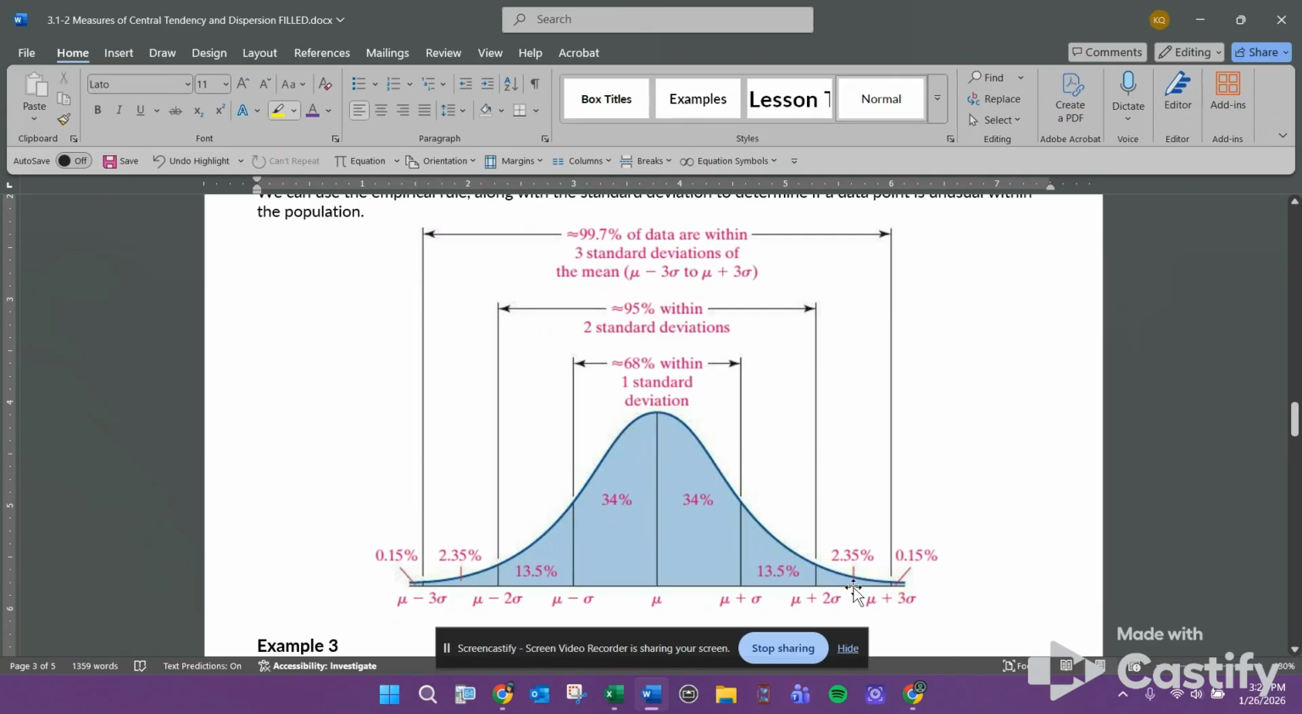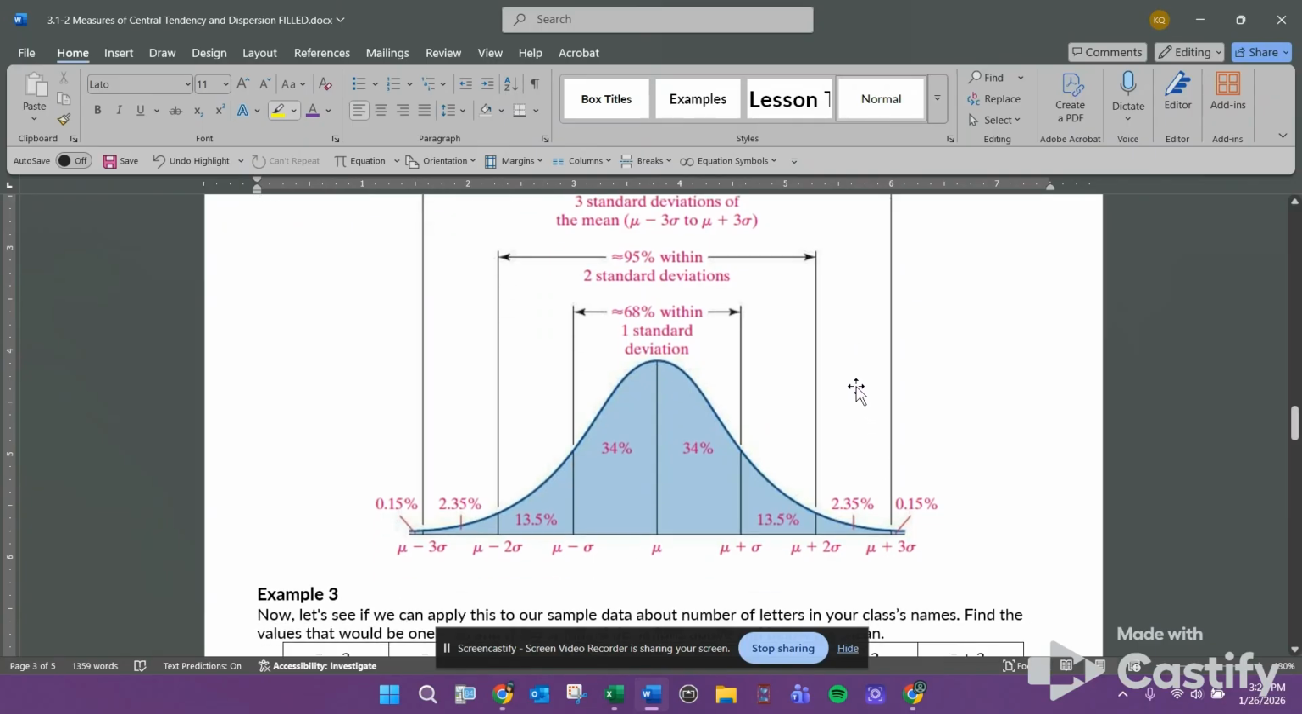We also know that 3 standard deviations away from the mean, above and below it, contains 99.7% of our data, meaning that there is only 0.15% of data that is beyond 3 standard deviations away from the mean. This again is for bell-shaped data, which allows us then to draw some conclusions.